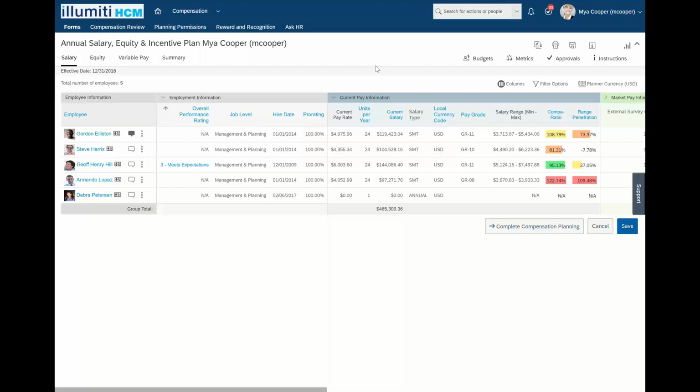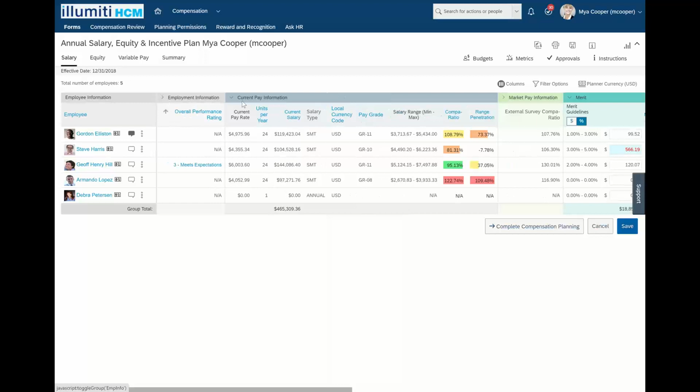Now, what are we seeing here on this screen? It's a series of rows and columns, and I happen to be an Excel person, so I'm very fond of rows and columns, broken out into some blocks of information. First, we have employment information for each employee listed here, including job level, hire date, and if there's any proration amount that is reflected. Current pay information, so current rate of pay, salary type, we've got pay grades, we've got currencies that we're planning in. Here we have salary ranges, so both the min and the max.